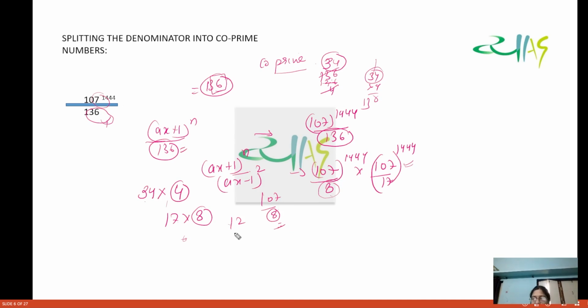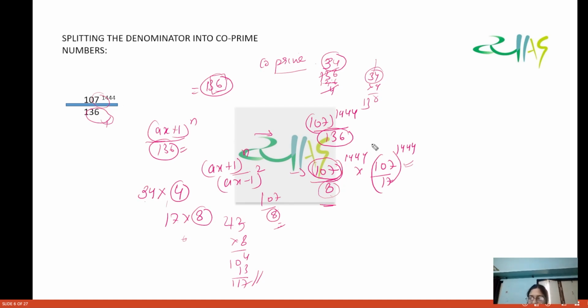When you do this, you will get 104, otherwise you will get 117. So you are not able to make 107 in the form of ax plus 1 when you are dividing by 8. So what are we going to do?